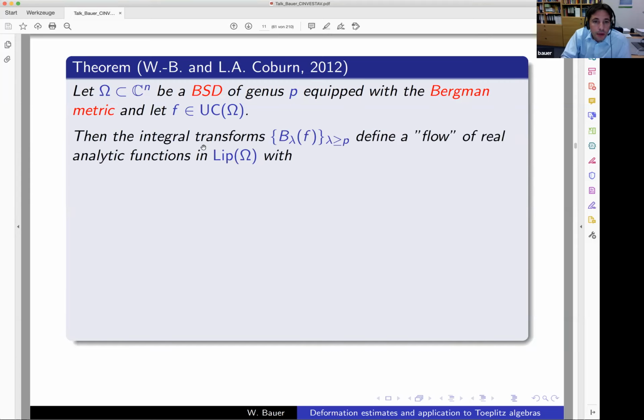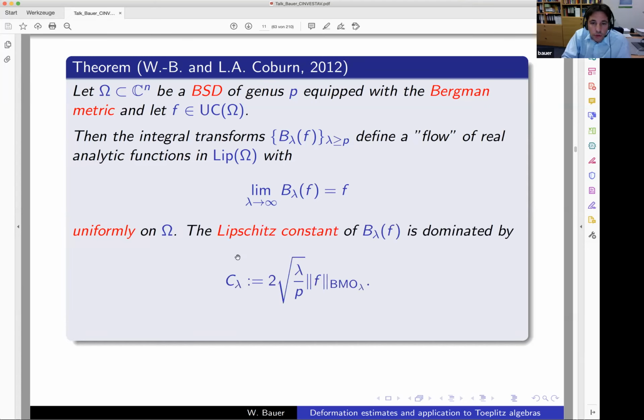And then you look at these kind of integral transforms. I told you how they look like in case of the ball. And then they are all Lipschitz functions with respect to the Bergman metric. They uniformly converge if lambda goes to infinity. So now lambda goes to infinity, t went to 0, to the original function f, if f is uniformly continuous.